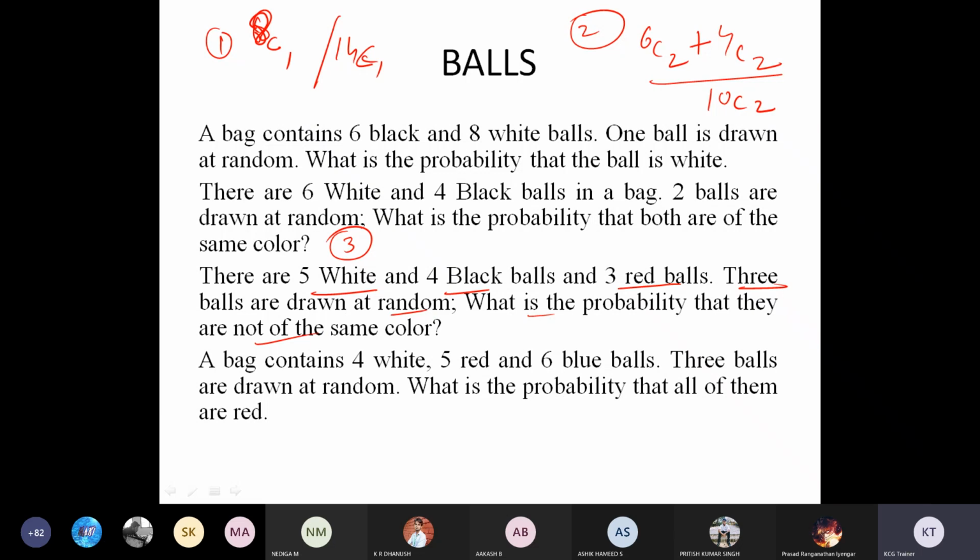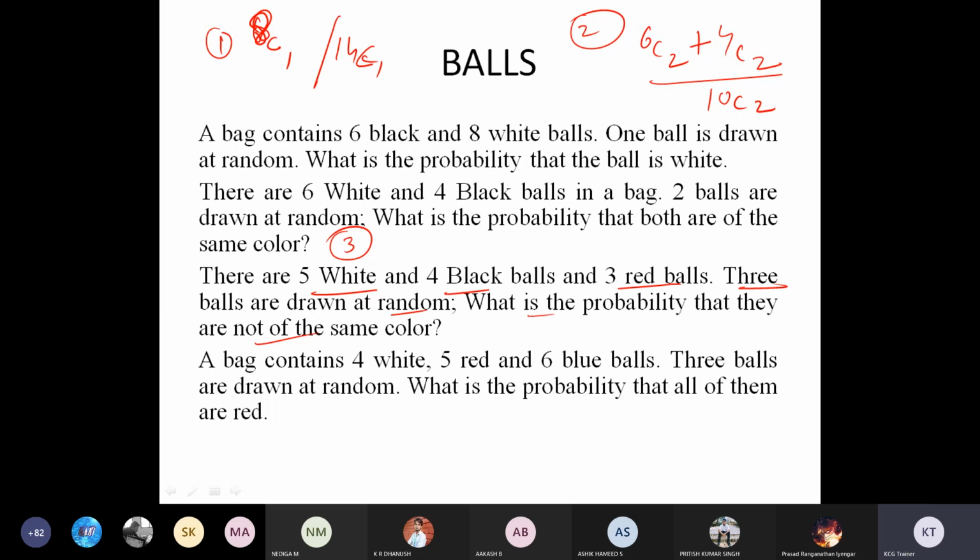It can be all 3 different colors. But it is also possible that you can select 2 balls of one color and the third ball of a different color, because if I select 2 different colors, that is also not of same color. But there will be a lot of cases. Many cases will happen for such type of problem.